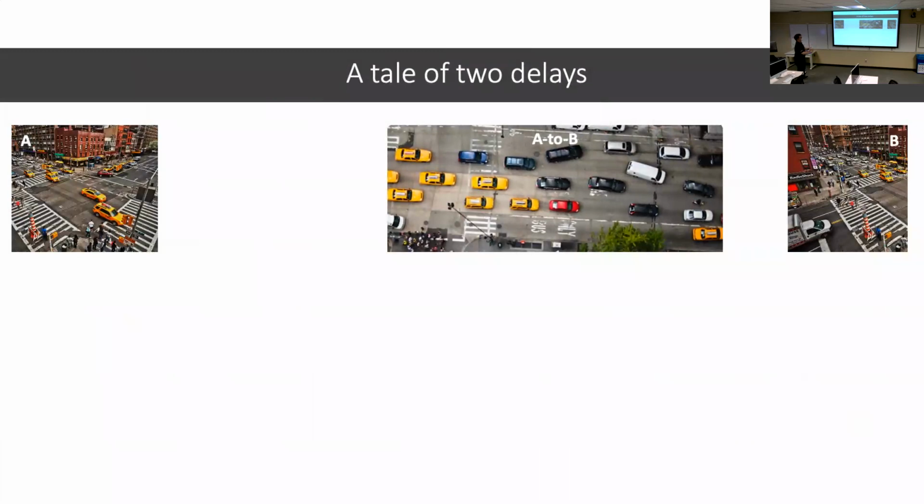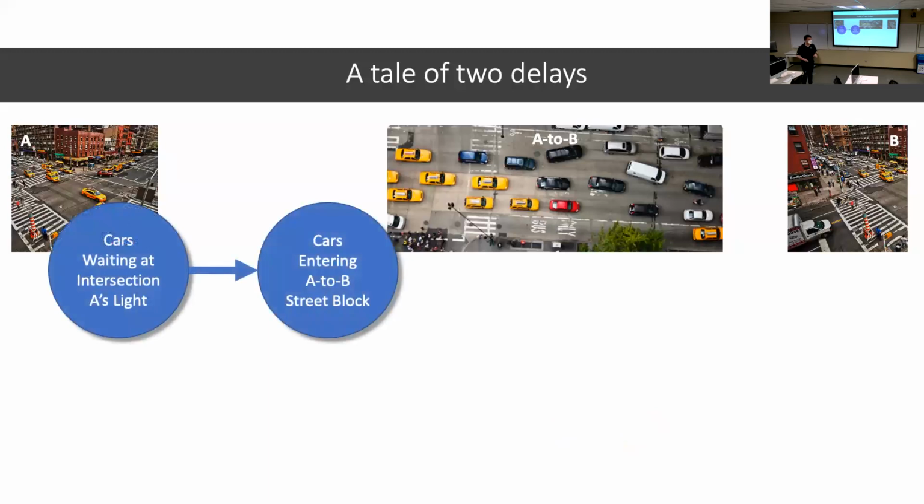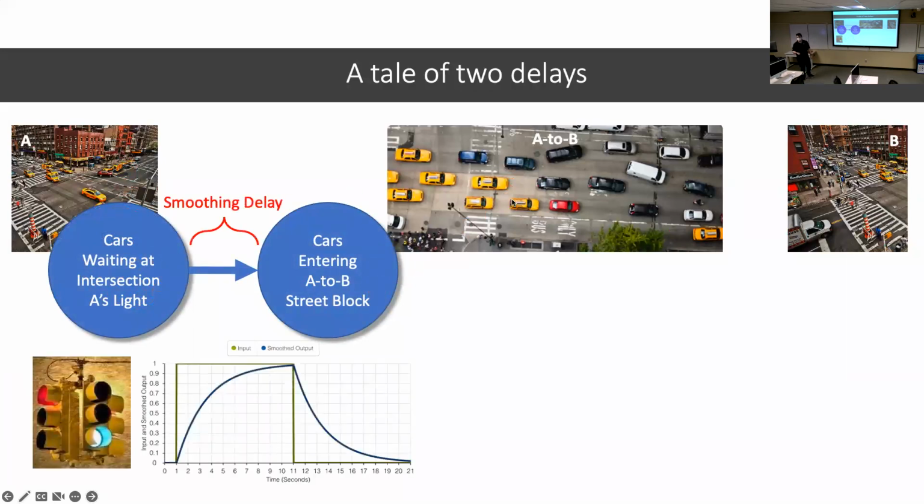So putting all that together, hopefully this picture will help make things a little bit clearer about fixed versus smoothing. If we're thinking about a city transit system here, we might have a city block A, a city block B, a stoplight at A, a stoplight at B, and then a straight line of road in between them. Both types of delays are represented here. So when cars are waiting at the intersection at A, we can model how many cars are entering the street block here using a smoothing delay.